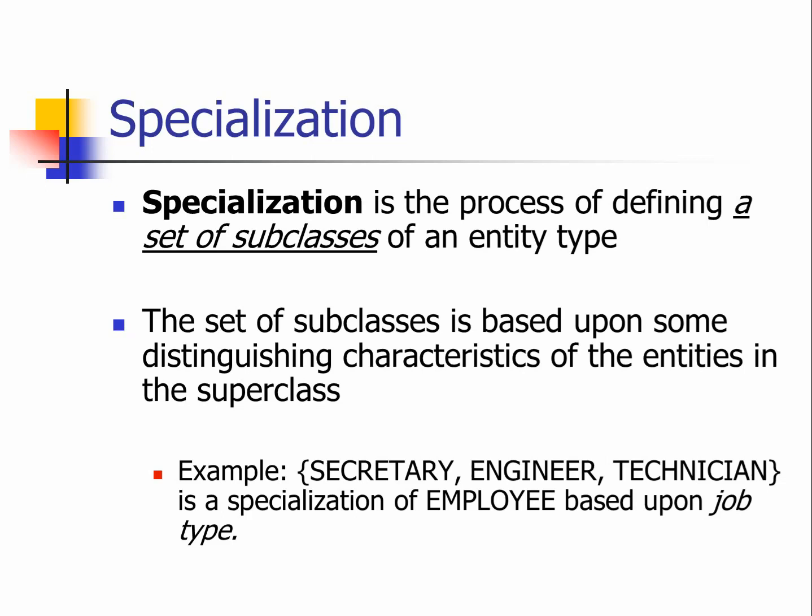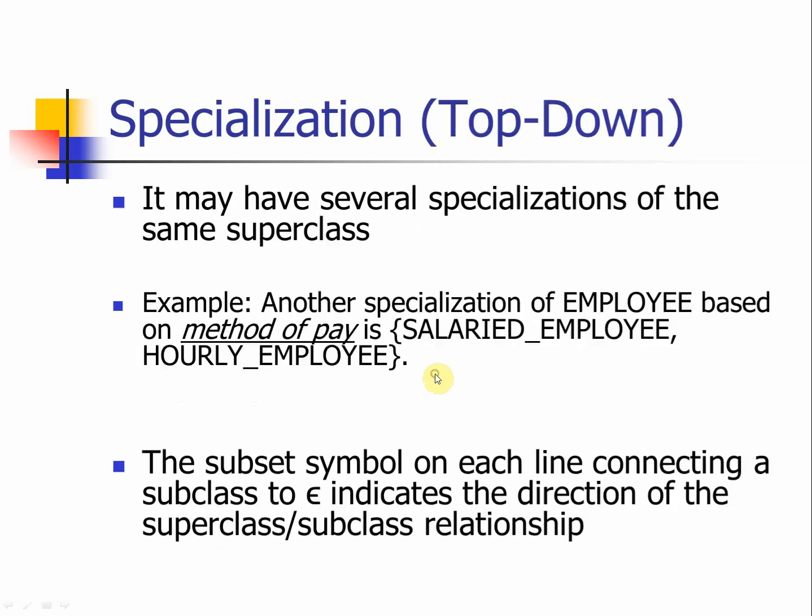So specialization is a process of defining a set of subclasses of an entity type. Just like the employee, based on the job properties, you can subcategorize into secretary, engineer, and technician. The set of subclasses is based upon some distinguishing characteristics of the entities in the superclass. It may have several specializations of the same superclass. Just like we see, based on how they get paid, we can subcategorize into salaried employee and hourly employee.